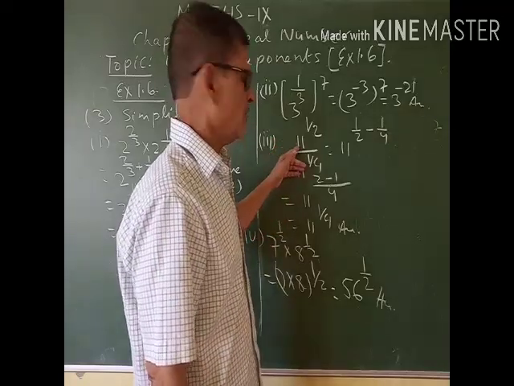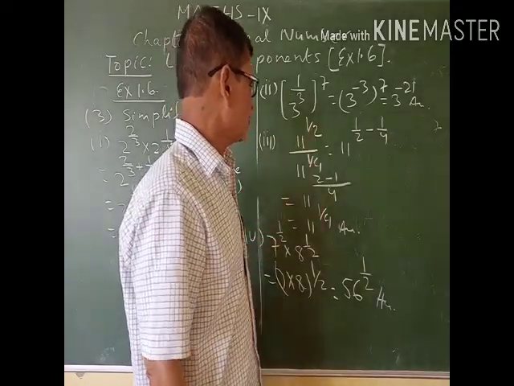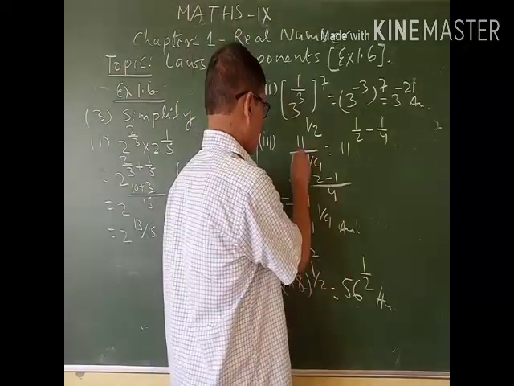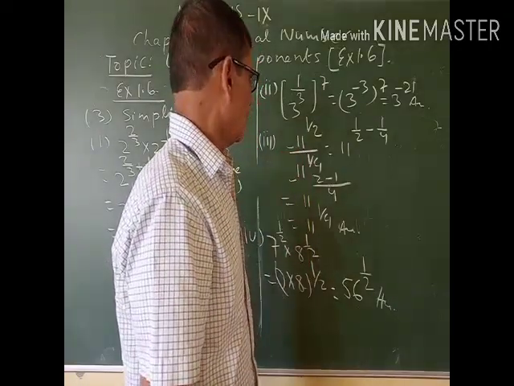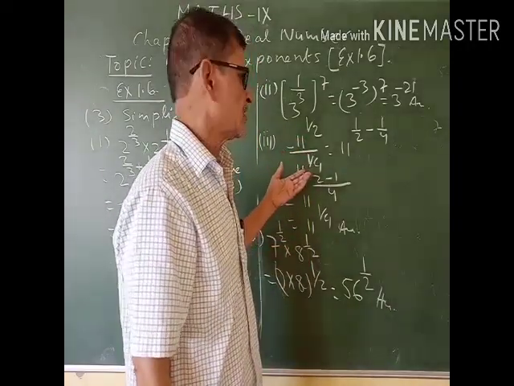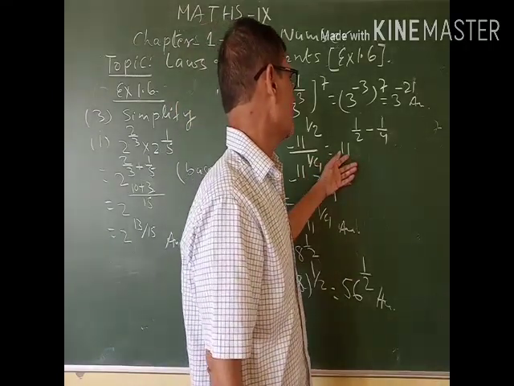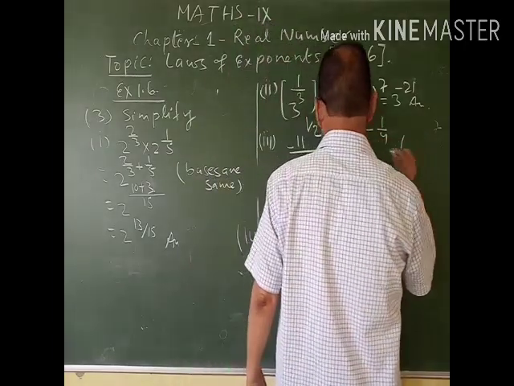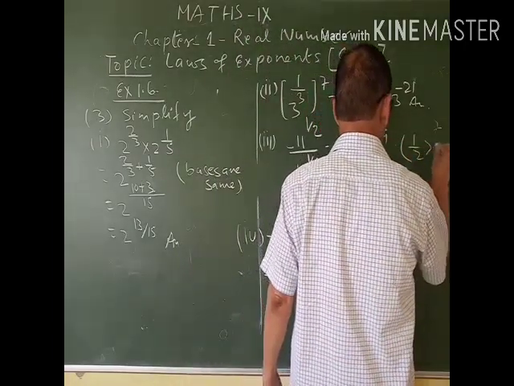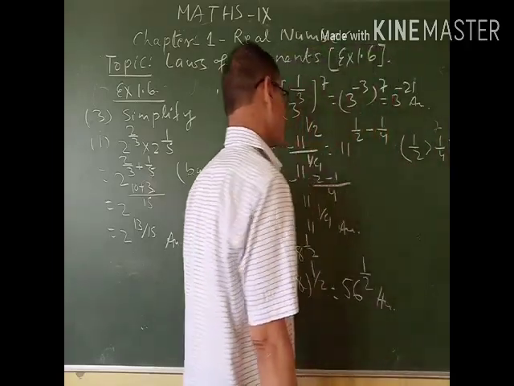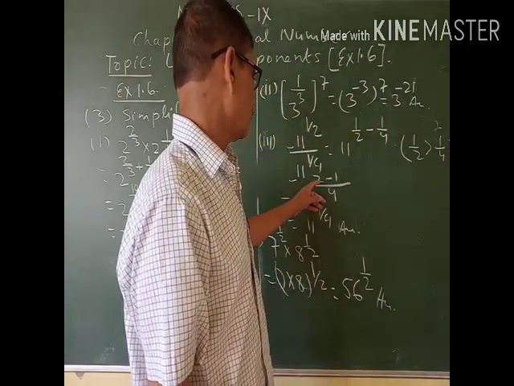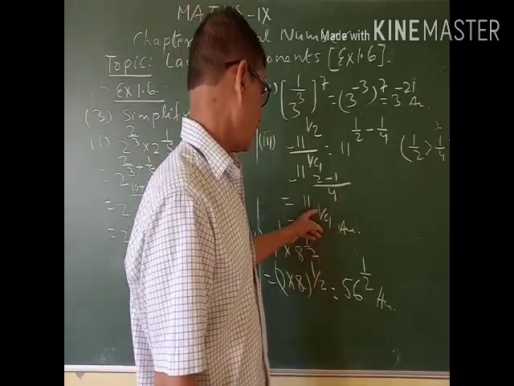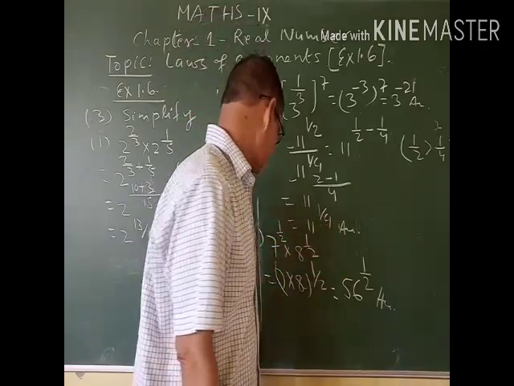Third question is 11 to the power 1 by 2 divided by 11 to the power 1 by 4. The base is the same, and this is in division form, so the exponents should be subtracted. You can write here 11 to the power 1 by 2 minus 1 by 4. Why did we take the upper one first? Because 1 by 2 is greater than 1 by 4, and this will be equal to 2 minus 1 by 4, and this will give you 11 to the power 1 by 4. This will be the answer.